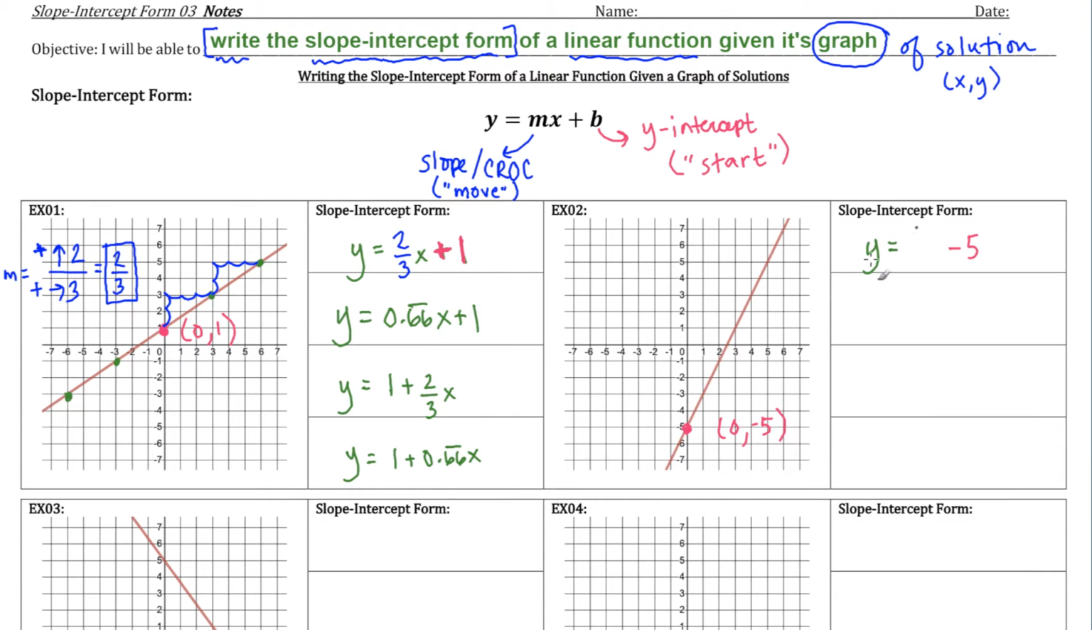Let's find some nice integer or whole number points. Right here, and right here. Let's go ahead and find our slope, which is m. So we go up 1, 2, 3, 4. So we go up 4, and right 2.